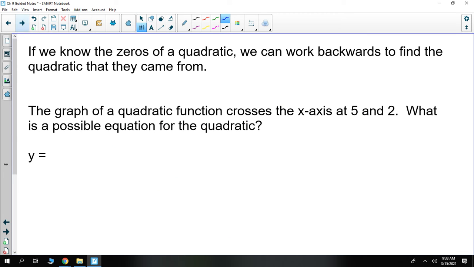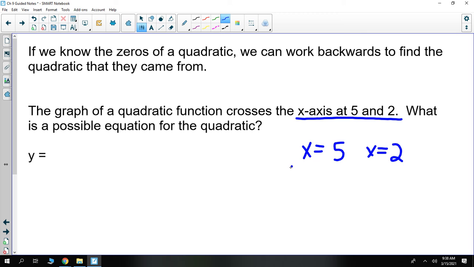If we know the zeros of a quadratic, we can work backwards to find the quadratic they came from. The graph of the quadratic crosses the x-axis at 5 and 2. So we know one zero is 5 and the other zero is 2. What is a possible equation for the quadratic function?